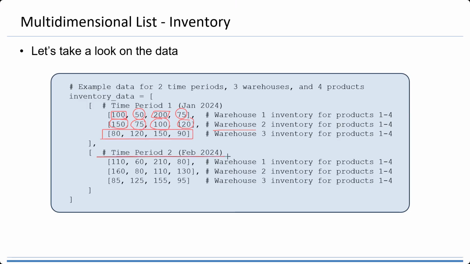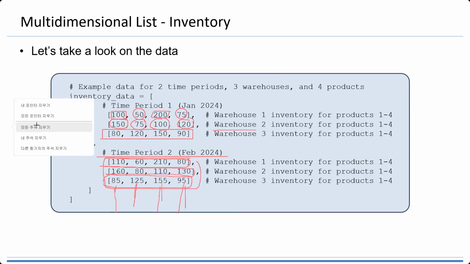This is the data on the time period 2. This is for February 2024. On February 2024, this is the data. We have 3 warehouses, so it means we have 3 lists. And then for every list, we have 4 numbers. So 4 numbers means product 1, 2, 3, and 4.